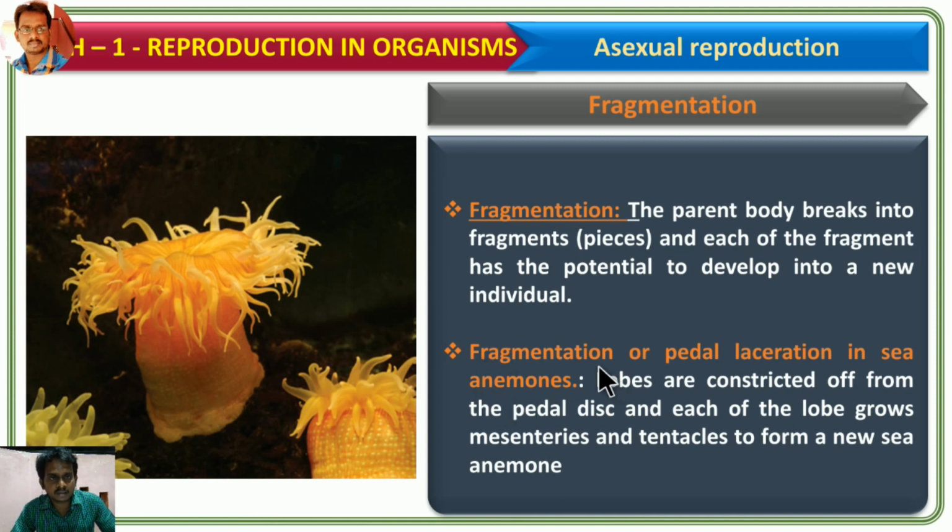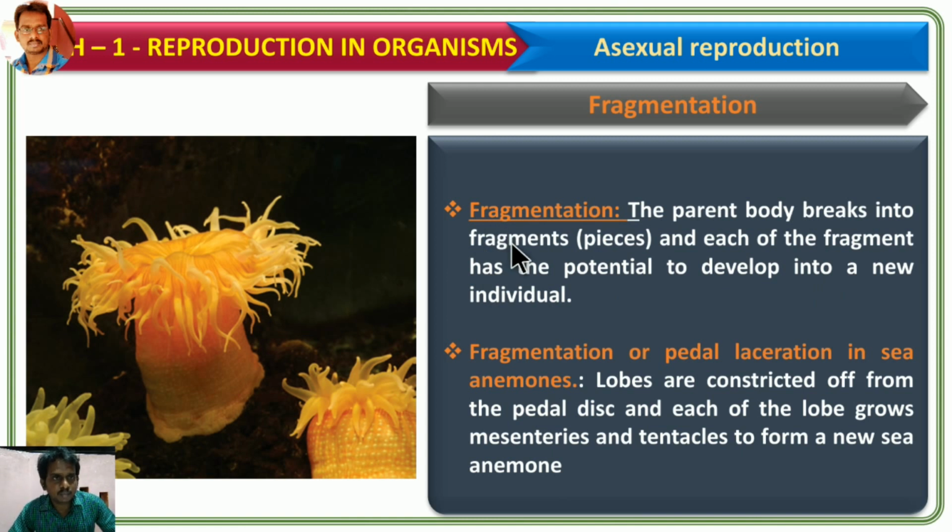Here we are going to see fragmentation, or pedal laceration, in sea anemone. Here a small lobe is constricted in the parent body, and this pedal disc detaches from the parent body and will grow into a new sea anemone. So here the fragmented part will grow into the whole organism. That is the reason this process is called fragmentation. Example, sea anemone. So fragmentation may be a 2-mark question.